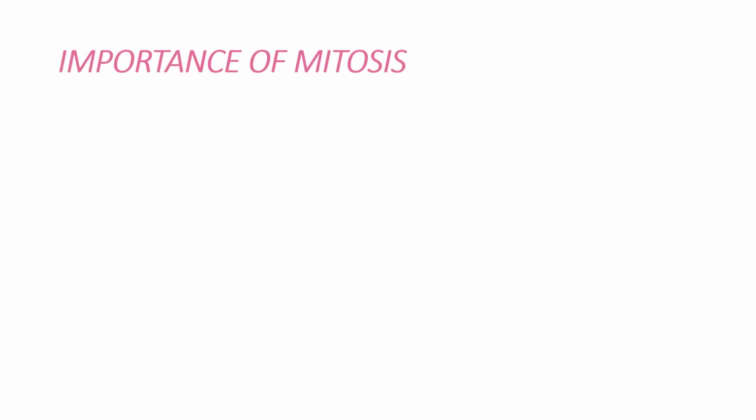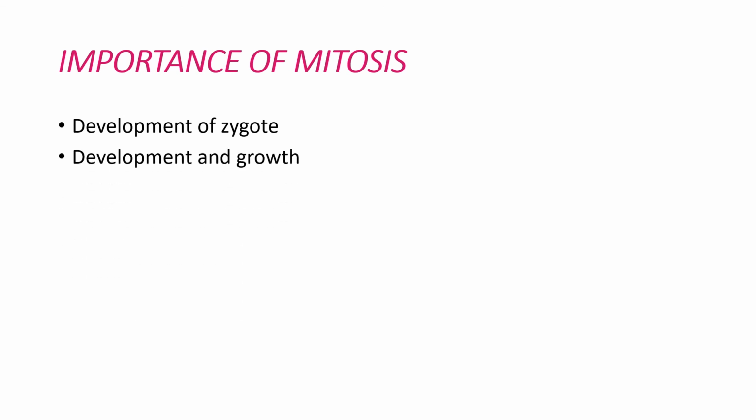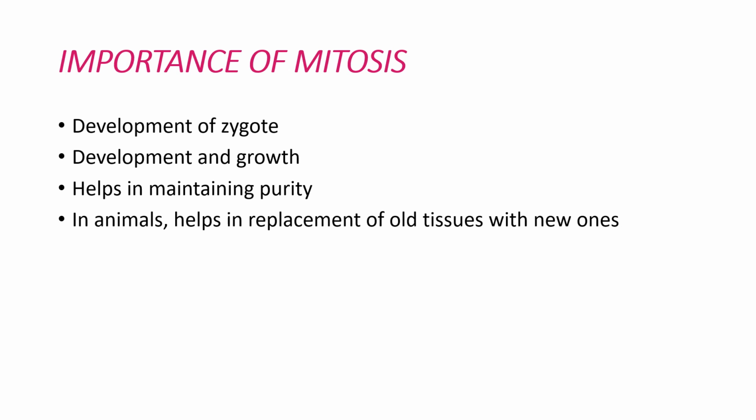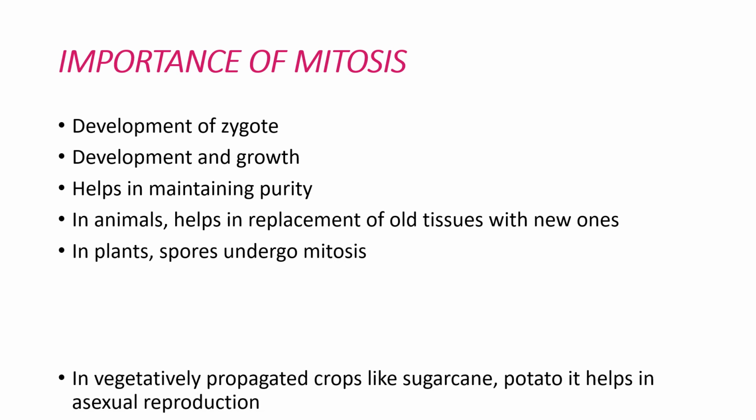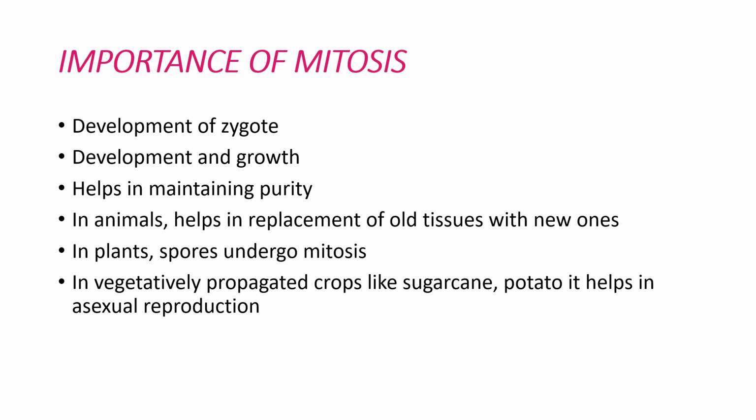Now let us see the importance of mitosis. Mitosis helps in development of zygote. It helps in development and growth of different tissues and organs. It helps in maintaining purity because the daughter cells are similar to the parent cells. In animals, mitosis helps in replacement of old tissues with new ones. In plants, the spores undergo mitosis and enter the gametophytic stage. In vegetatively propagated crops like sugarcane, potato, etc., mitosis helps in asexual reproduction.